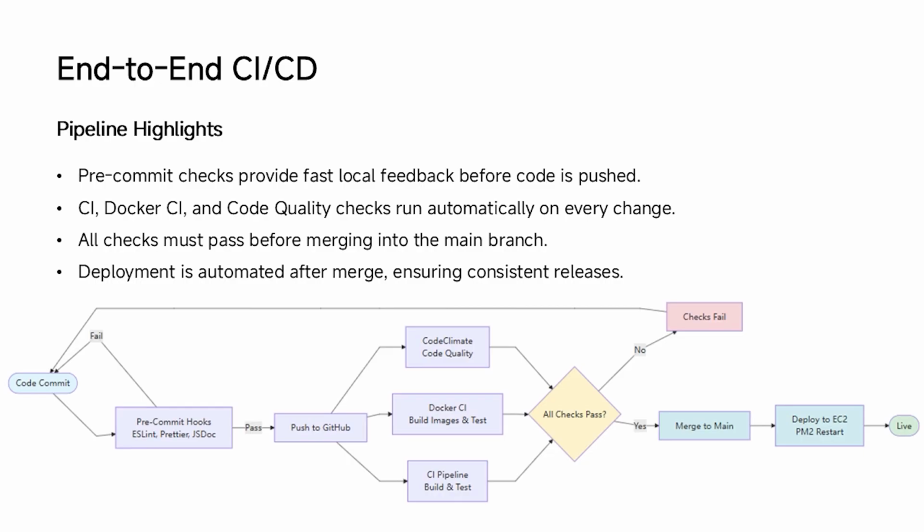If any check fails, the pipeline stops, the pull request is blocked, and the developer must fix the problem before proceeding. If all checks pass, the code is approved and merged into the main branch. After merging, the application is deployed to EC2, where the server is restarted using PM2. Once deployment completes successfully, the updated version of the application is live. Overall, this pipeline ensures that code quality, correctness, and deployability are continuously validated before any changes reach production.